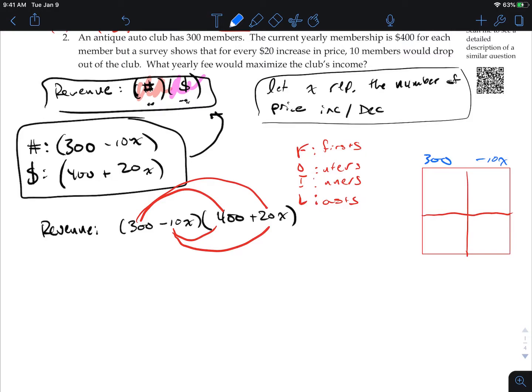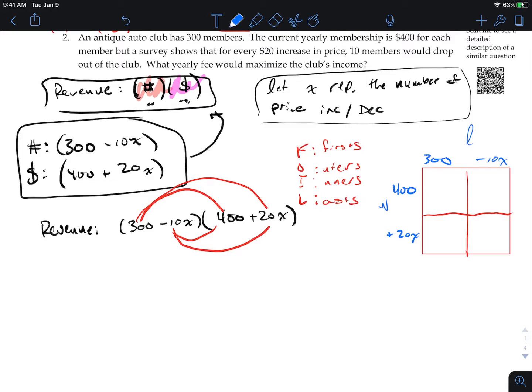I would have normally taught it with FOIL, but I really like this because it's the same thing every time. It's very difficult to make a mistake. Then I take 400 plus 20x. To fill in the inside, this is what we call an area model. How do I find the area of anything? Length times width. So I multiply each piece and fill in the square.